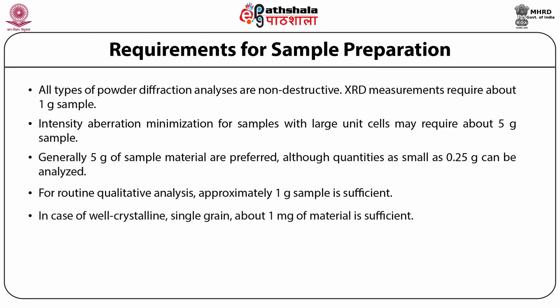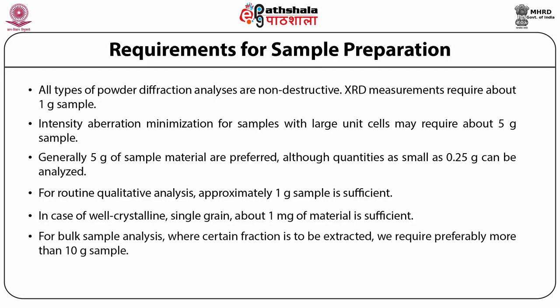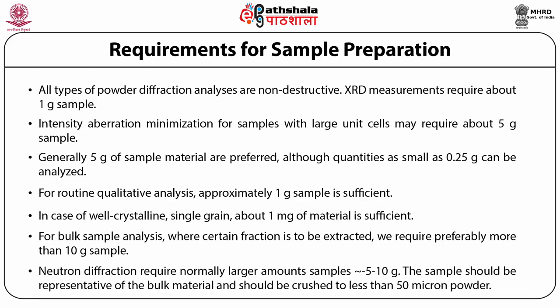In case of well crystalline single grain sample, about 1 milligram of the material is sufficient. For bulk sample analysis, where a certain fraction is to be extracted, we require preferably more than 10 gram of the sample. Neutron diffraction normally requires larger amounts of sample, that is 5 to 10 gram. The sample should be representative of bulk material and should be crushed to less than 50 micron powder.